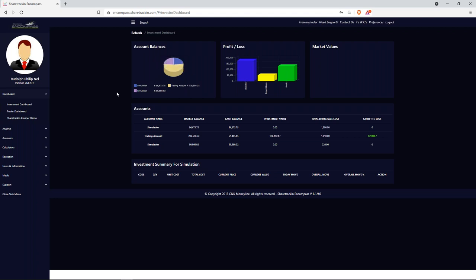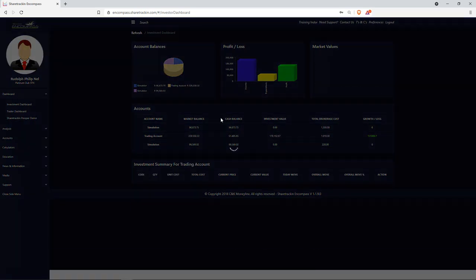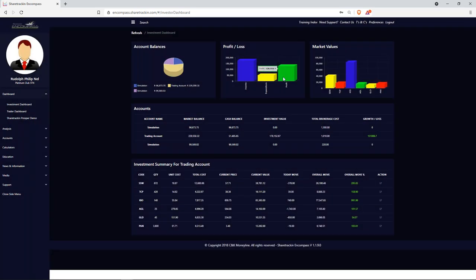So if you want to create extra accounts, you need to go to accounts, manage accounts, and then create your extra accounts from there. Okay, so this will show you all your account balances for all your shares. Then you get your profit and your loss for the current portfolio you're on. So for instance, if I click on my trading account, it's going to give me my profits and loss for my trading account. So that's my income I've made so far, my expenditure, and then my profit that I've made.